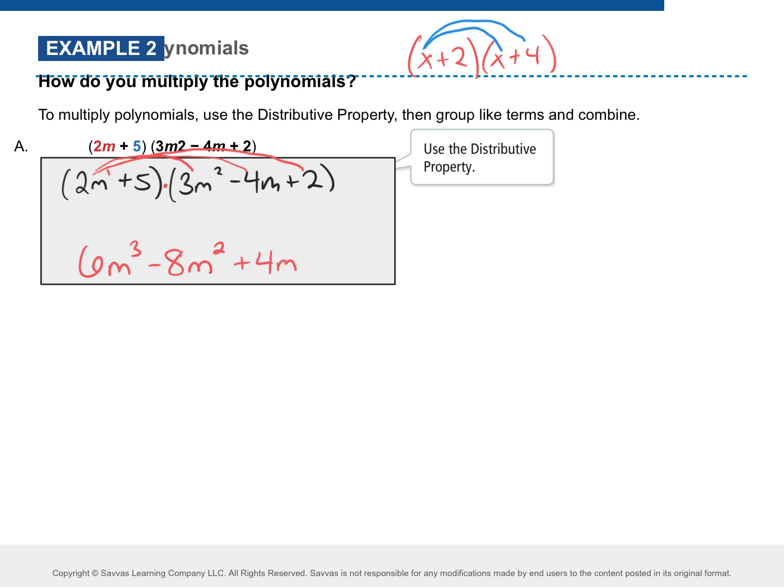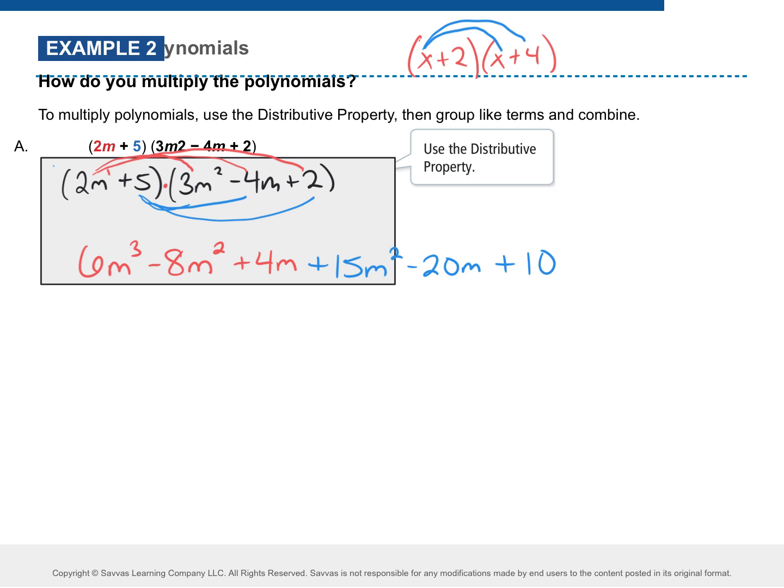And then 2m times 2, which is 4m. Are we okay there? What do I do next? Same thing with the 5. Take 5 times 3m squared. 5 times 3 is 15 m squared. 5 times negative 4m is negative 20m. And then 5 times 2, which is 10.